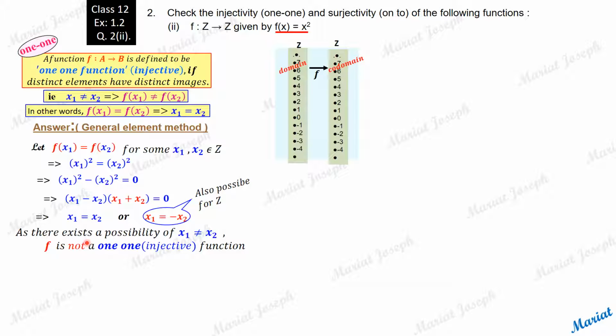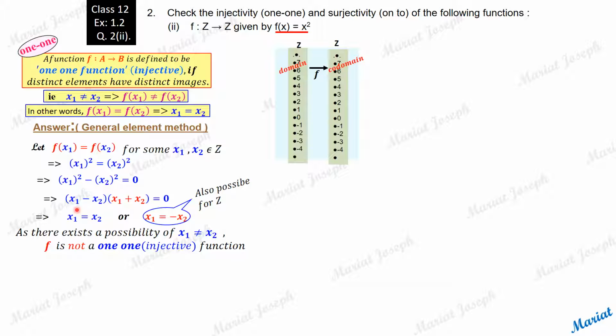So it goes against the definition of one-oneness. So we say f is not a one-one function. This method is called the general element method. We never took a numerical example to establish it.